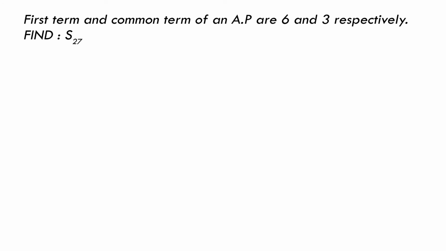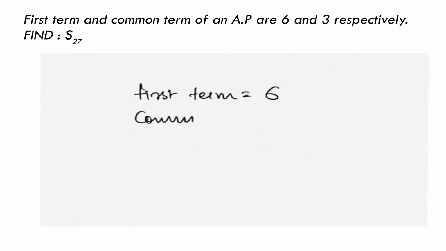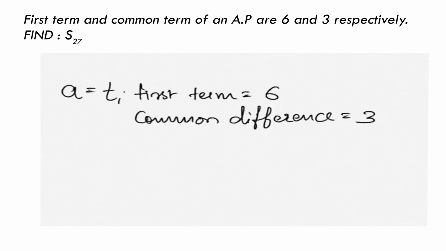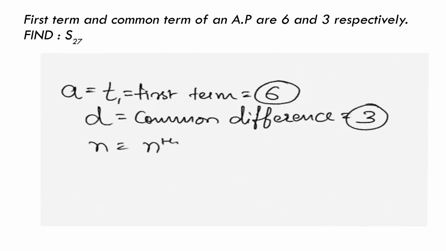Okay students, let's solve the following example. The first example is: the first term and common difference of an AP are 6 and 3 respectively. That means here what is given? The first term is 6 and the common difference is 3. So what do we want to find out? Find S27. So given things, A is what? That is the first term, T1 is equal to 6. D is the common difference, equal to 3. And N is 27.